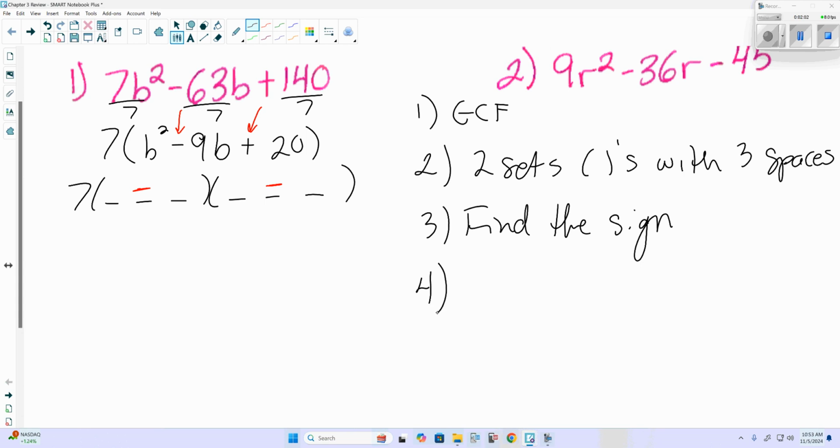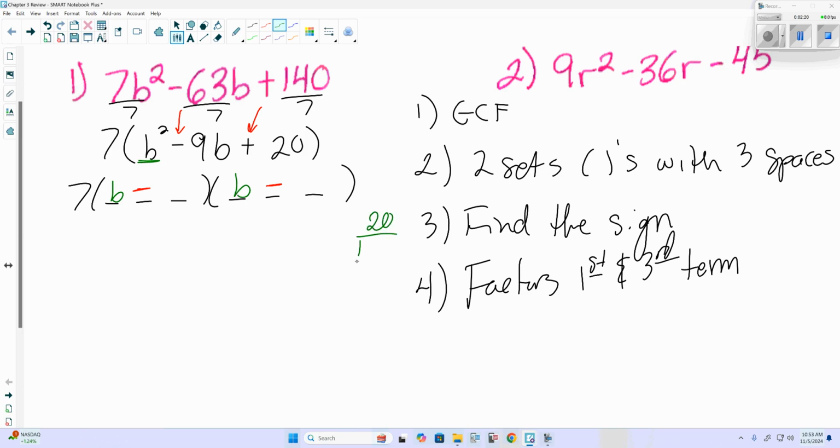Fourth step is to find the factors of the first and third term. The only factors for b squared are going to be b and b. Now our factors of 20 are 1 and 20, 2 and 10, 4 and 5. Which set of factors do we want to try first? 4 and 5.